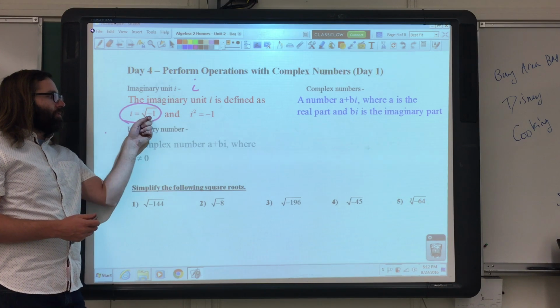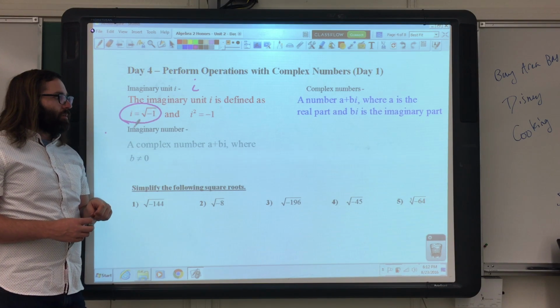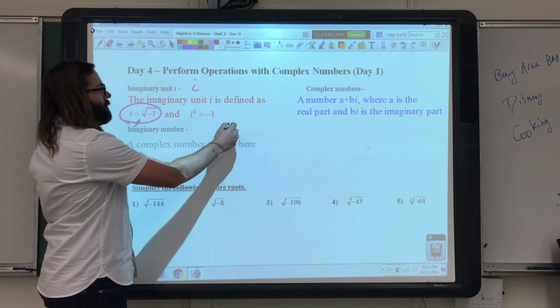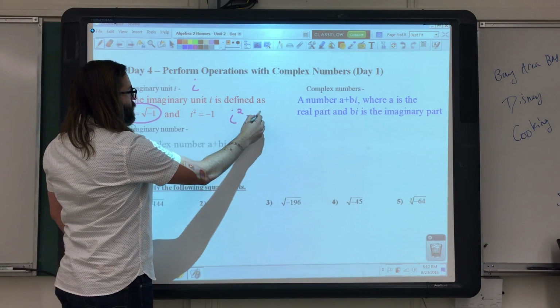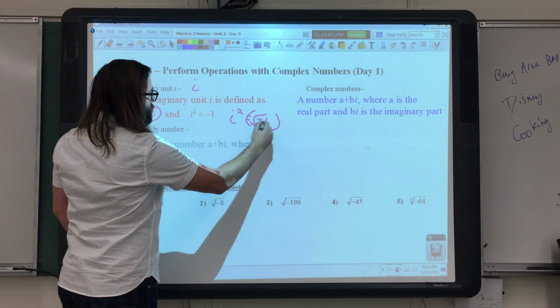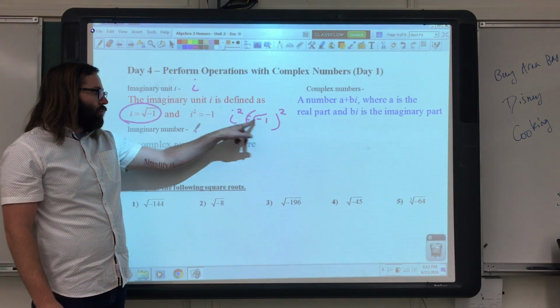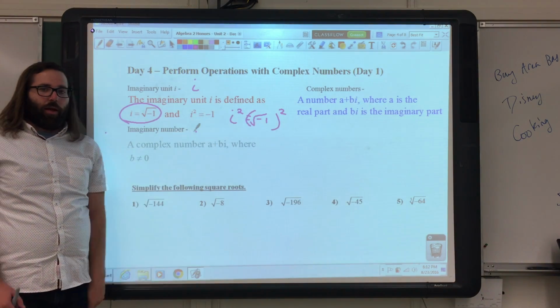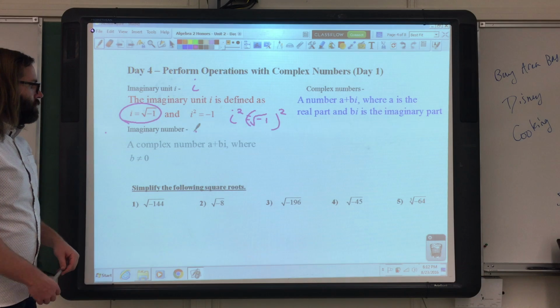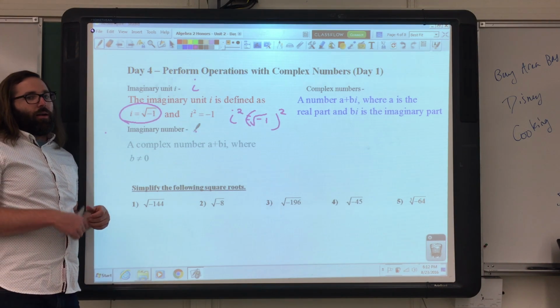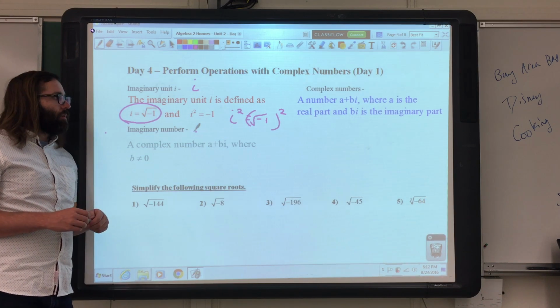Okay? i is the square root of negative 1. So if you square i, the square root of negative 1 squared, you just get what's inside. So i squared is negative 1. And we'll go over what i cubed, i to the fourth, all that stuff later.